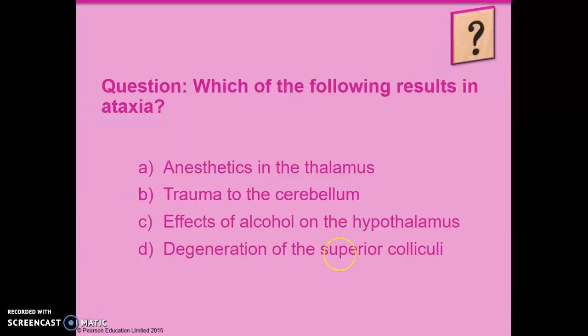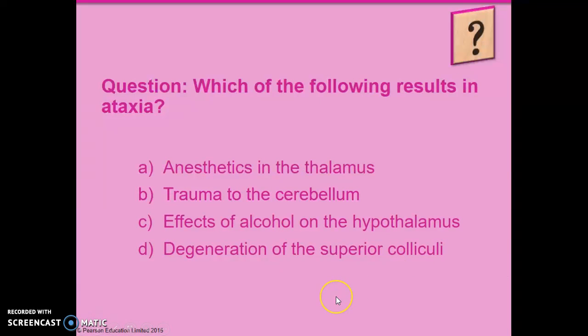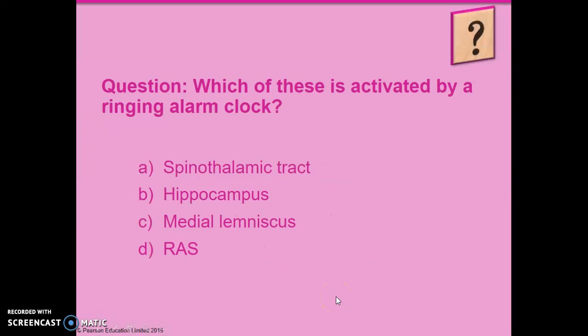Which of the following results in ataxia? Trauma to the cerebellum. Which of these is activated by a ringing alarm clock? RAS or reticular activating system.